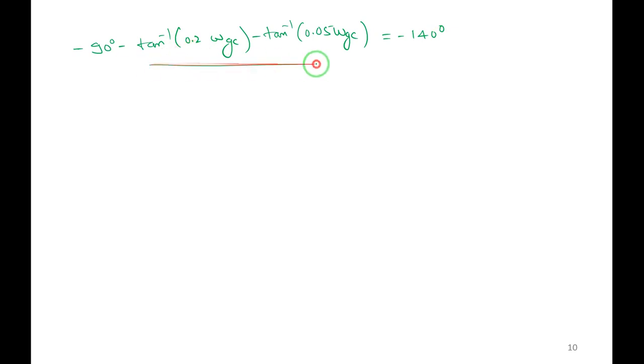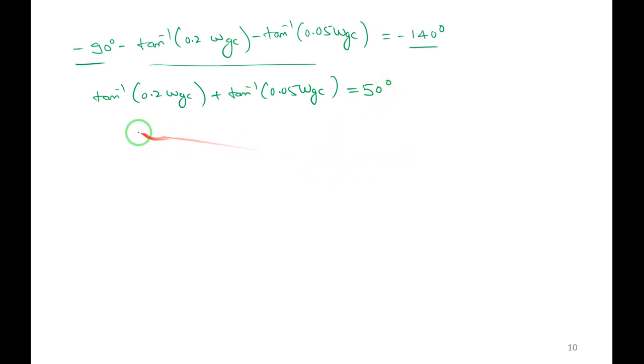Okay, we will take this both on the right hand side, but I will write it here. If I take it, it will be positive. So tan inverse of 0.2 omega gc plus tan inverse of 0.05 omega gc. You take this tan inverse both on that side, it will become plus. I am writing this first, that is equal to minus 90. If this comes to this side, it is minus 90 plus 140. Is it correct? So minus 90 plus 140, I am getting 50 degrees.